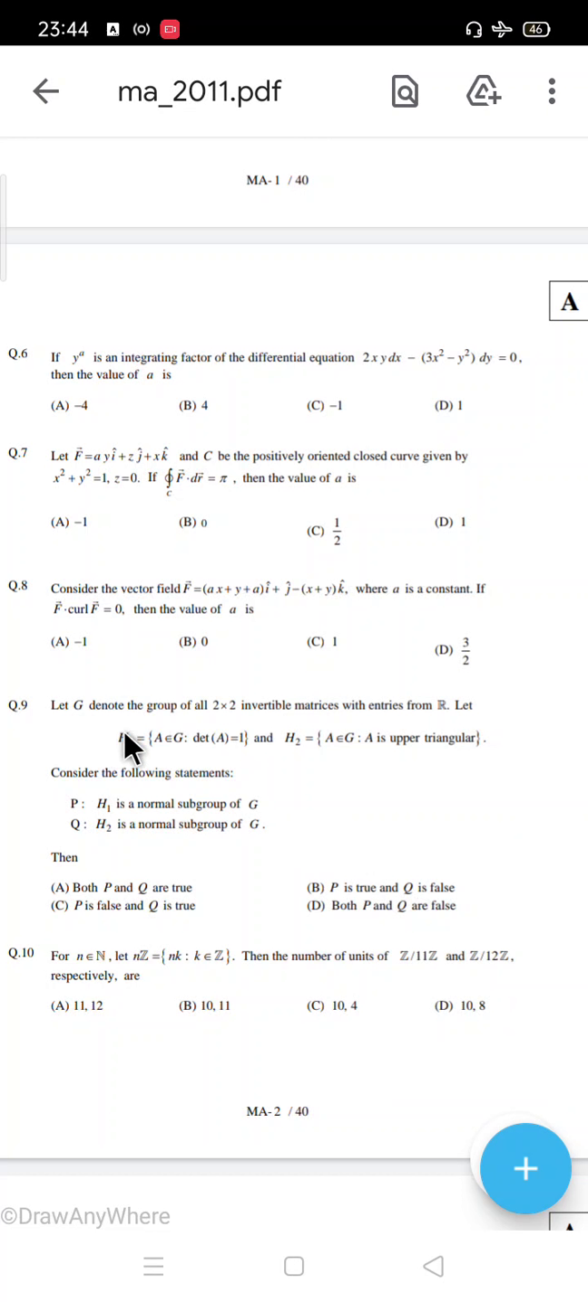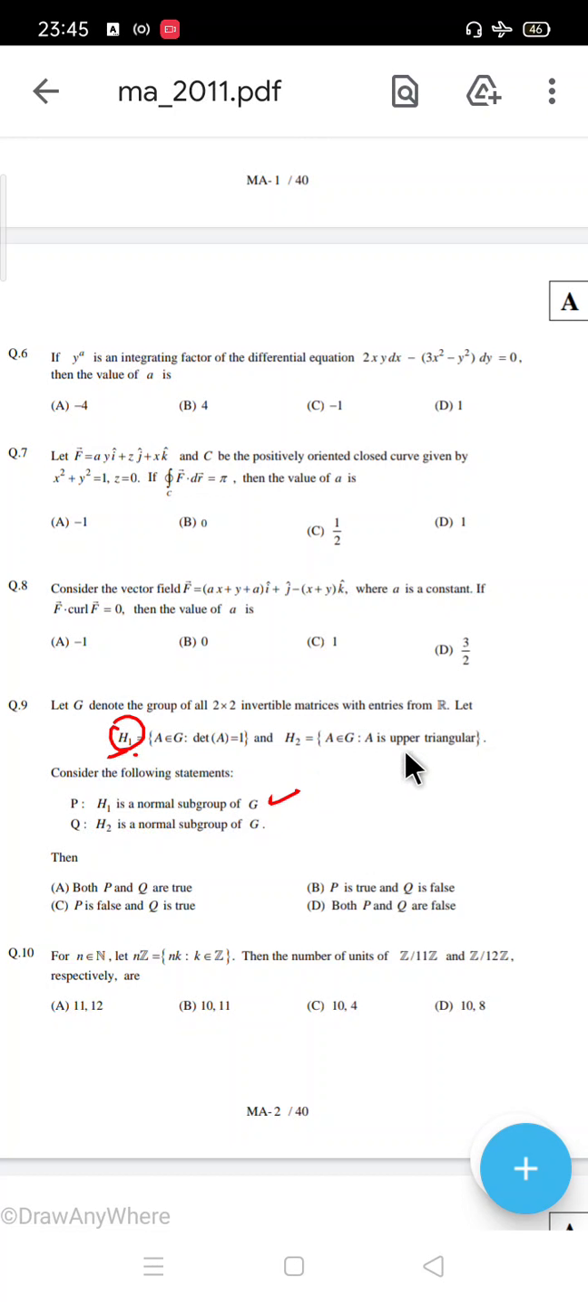Okay, let G denote the group of all 2 cross 2 invertible matrices with entries from R. Let H1 be the set of all E belonging to G such that the determinant of E is 1. H2 is the set of all E belonging to G such that E is an upper triangular matrix. So this is definitely SL2(R), so this is a subgroup. Even this is a normal subgroup, if you understand. So H1 is a normal subgroup. Option E is clear. What about H2?